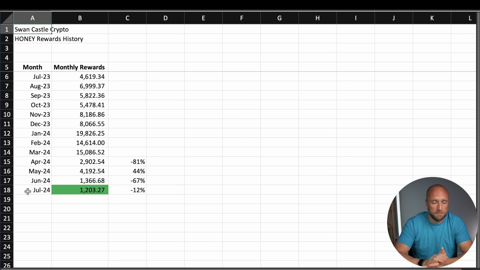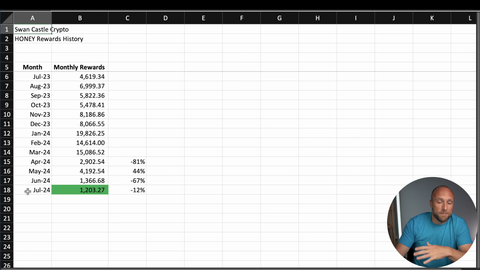Hivemapper implemented a bunch of big changes in, I believe it was March, April time period, that really reduced rewards for a lot of people in certain areas of the globe. And obviously it looks like I was severely impacted there. I did do a video several months ago in terms of what was driving that large decrease, so you can check out that video if you want to learn more.